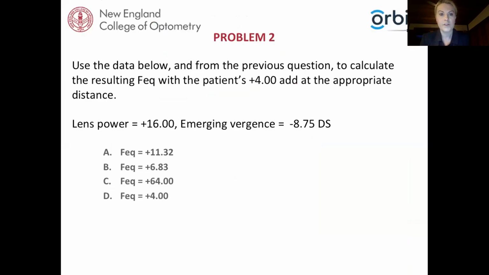So I have a question for you. Using the data below, if we have a lens power of a stand magnifier of 16 diopters, and the emerging vergence out of that stand magnifier is a negative 8.75 diopters, and if a patient is using a +4 near addition with this system, what is the equivalent power that they're getting in total?